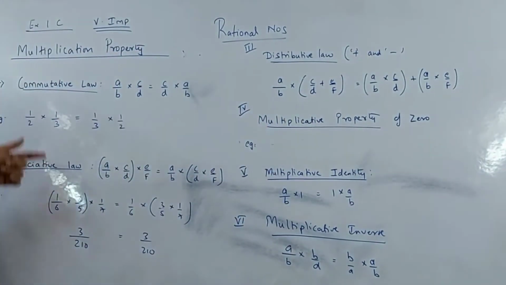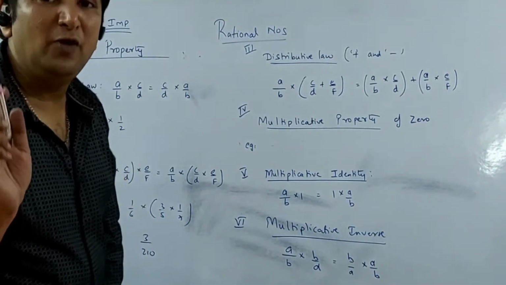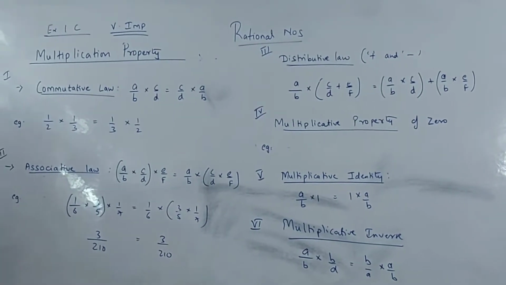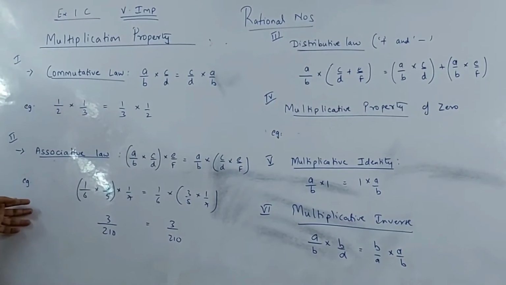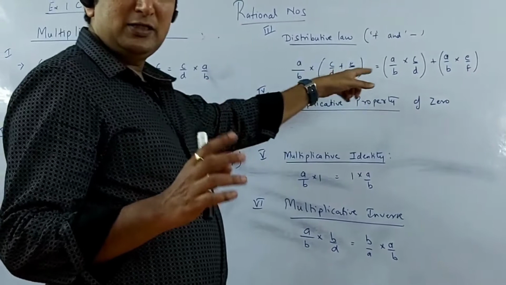Here there was only multiplication. Here we have plus. That is why we can use distributive law. Can you use the distributive law over here? The answer is no, because there is no plus and minus. So till here, commutative, associative. In this case there was no plus minus. In distributive there is plus, we have to distribute.